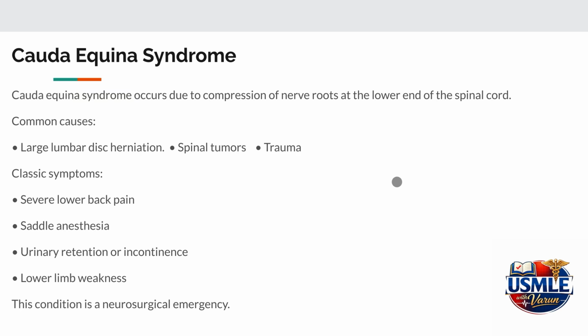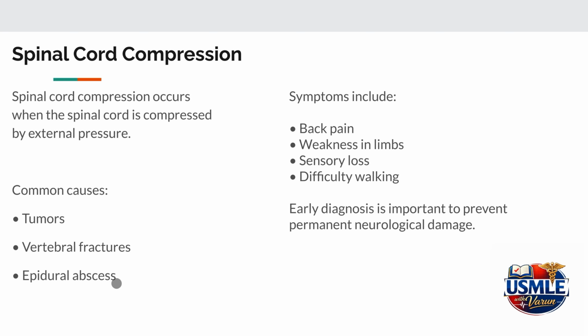Cauda equina syndrome occurs when the nerve roots at the lower end of the spinal cord become compressed, for example because of spinal stenosis. The most common causes include lumbar disc herniation, spinal tumors, or trauma. Classic symptoms include severe low back pain, saddle anesthesia, urinary retention, urinary incontinence, and weakness in the lower limbs. This condition is a neurosurgical emergency because permanent neurological damage may occur if treatment is delayed.